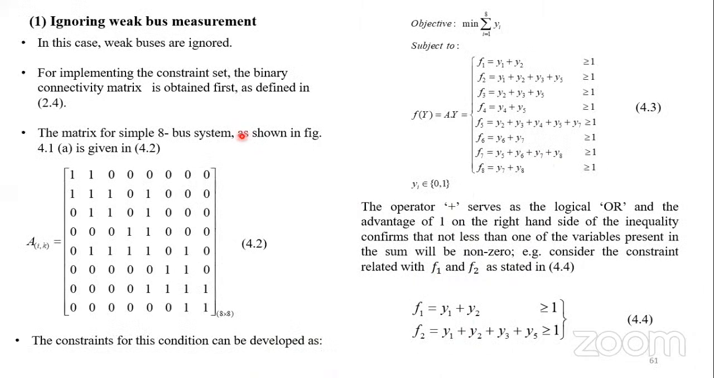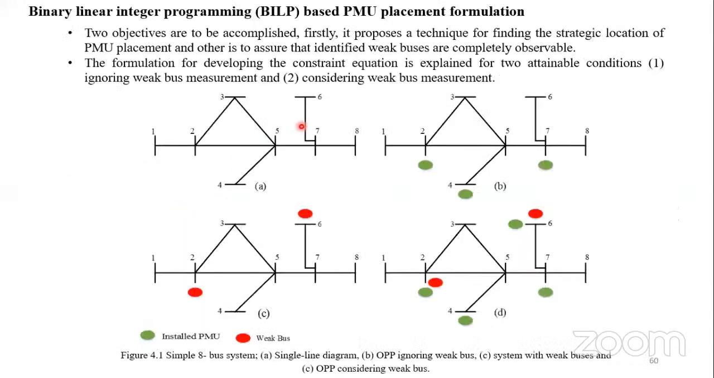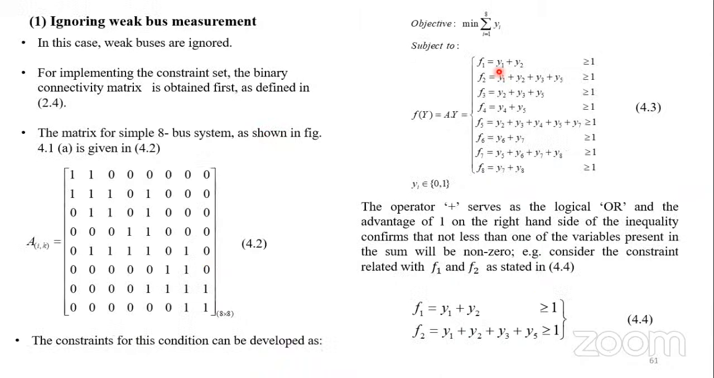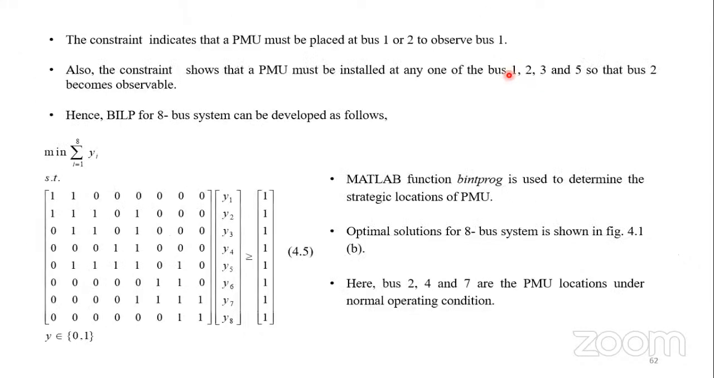Now, the next step: the method is the same, because here we are again going to find out the binary connectivity matrix. This is 8 by 8, because we have taken the example of an 8 bus matrix here. This leads to the same formula, that is f1 equals y1 plus y2, f2 equals y1. So these are the same. I'm not going to discuss this. This is also the same, because this is your A matrix, this is the Y matrix, and this is your B matrix.